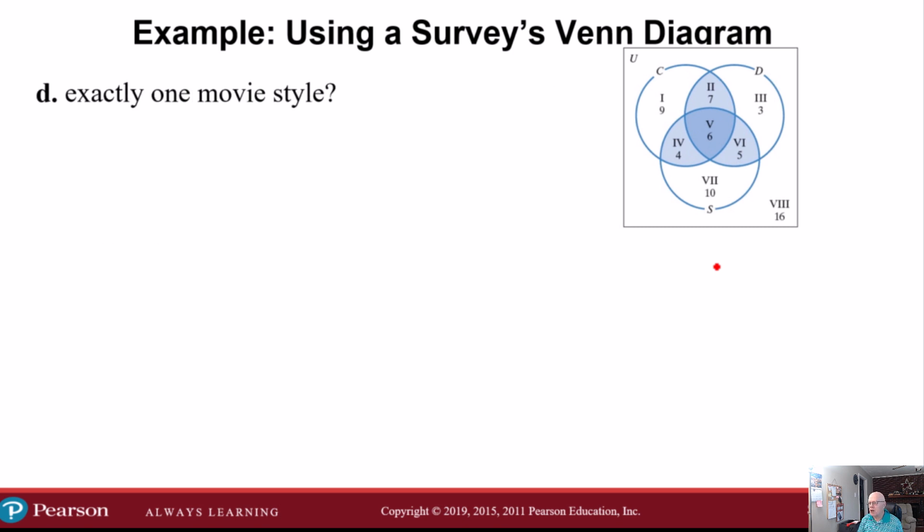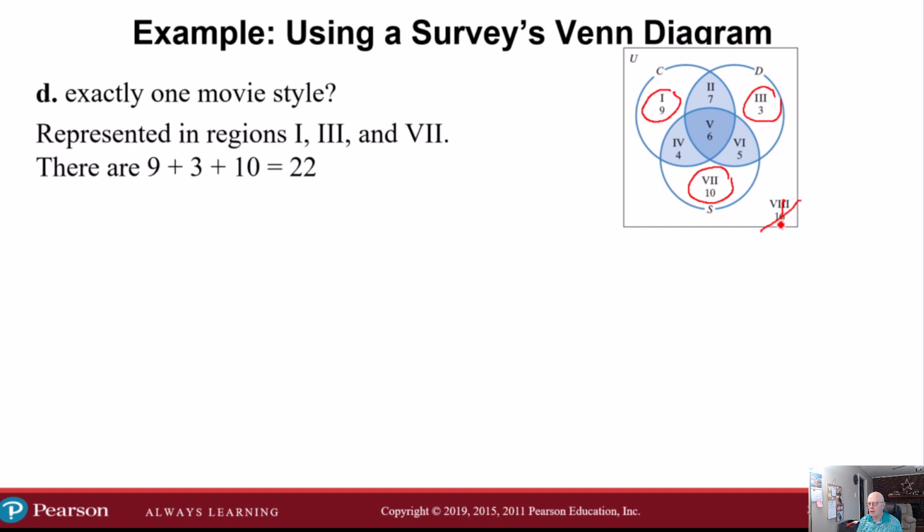Exactly one movie style. I'll give you this one. One movie style. This is people that only like comedies, only like dramas, only like science fiction. Add those three up, and you got it. These people out here didn't like anything. And there you go. Add those three, you get 22.